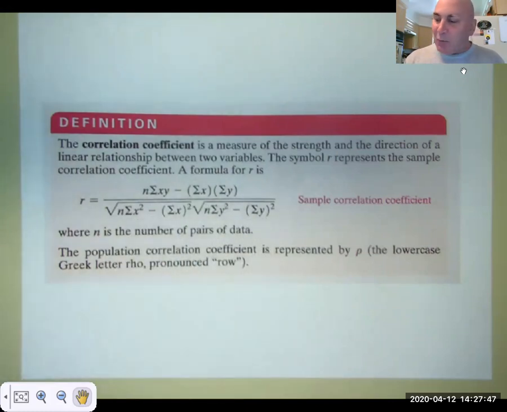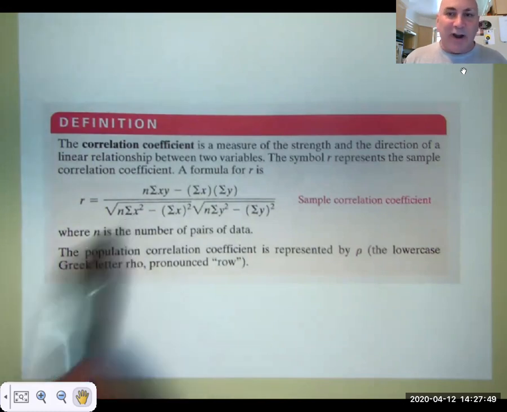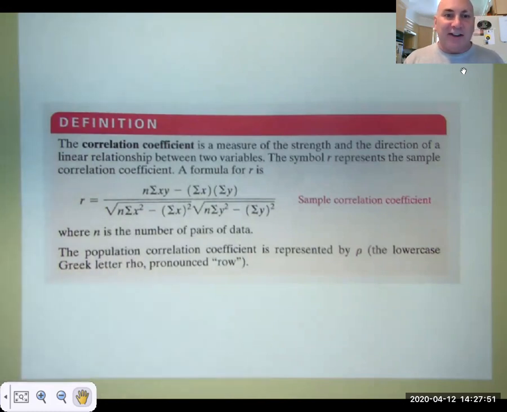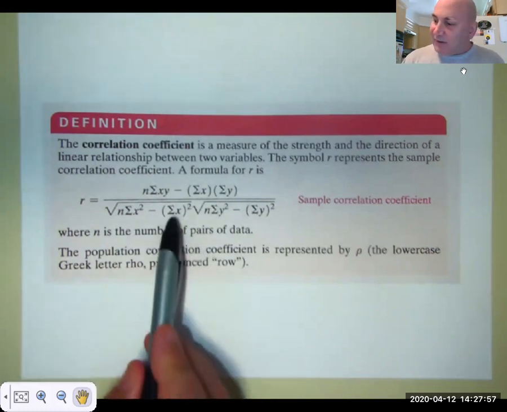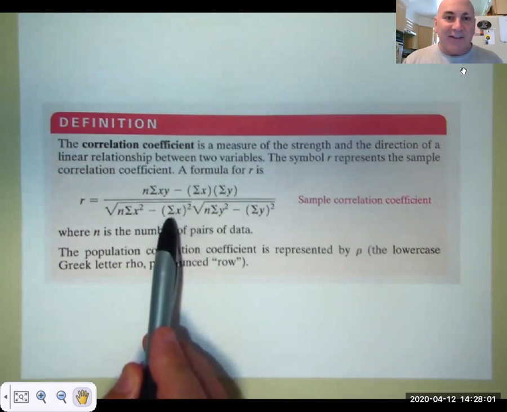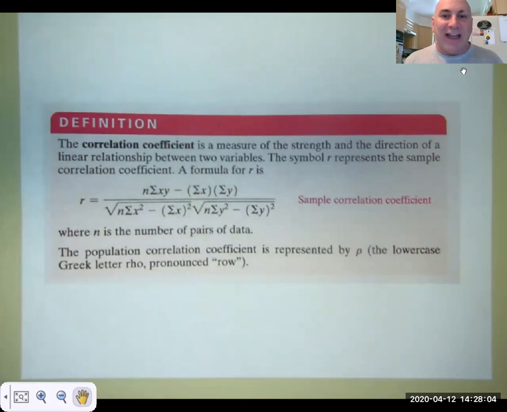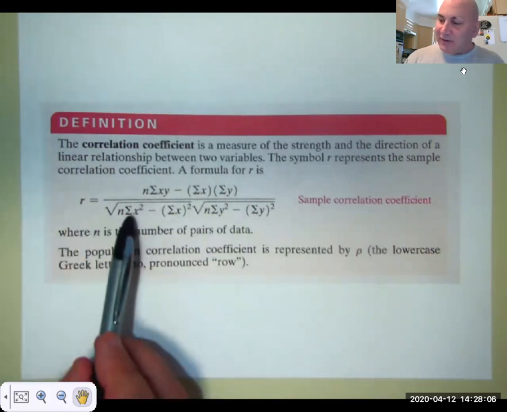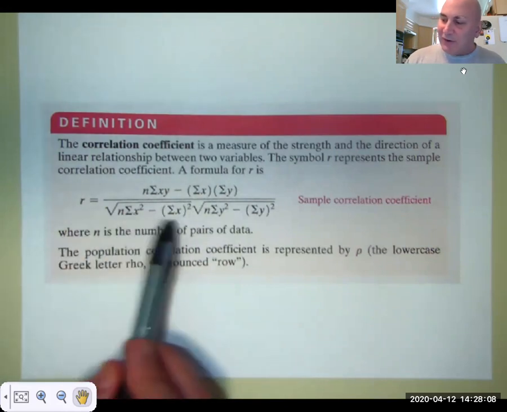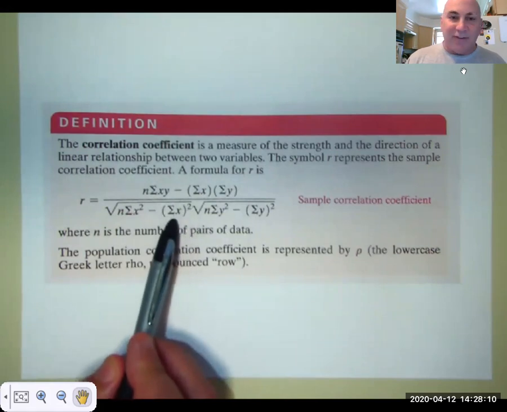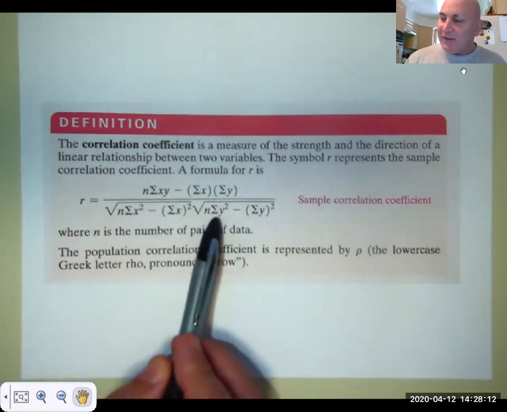One more thing I want to point out. Sigma x squared means take each x, square it, and then add up all those squares. This sigma x quantity squared means add up all the x's and then square that sum. So this one is the sum of the squares. This is the square of the sum. And similarly here.